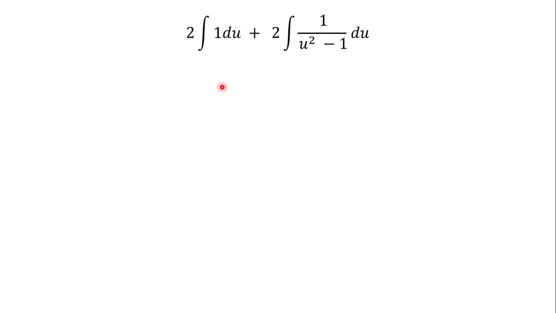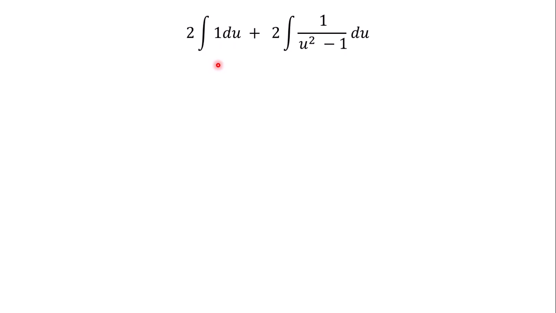Good. Now after splitting, this is what you have gotten. That is integral 1 du and also 1 over u squared minus 1. Okay, now mind you, when we integrate here, I'm just going to split them. We're going to integrate this one alone and also integrate this one alone. So we will first work on this, then later come and work on this one. Then we put our two answers together.